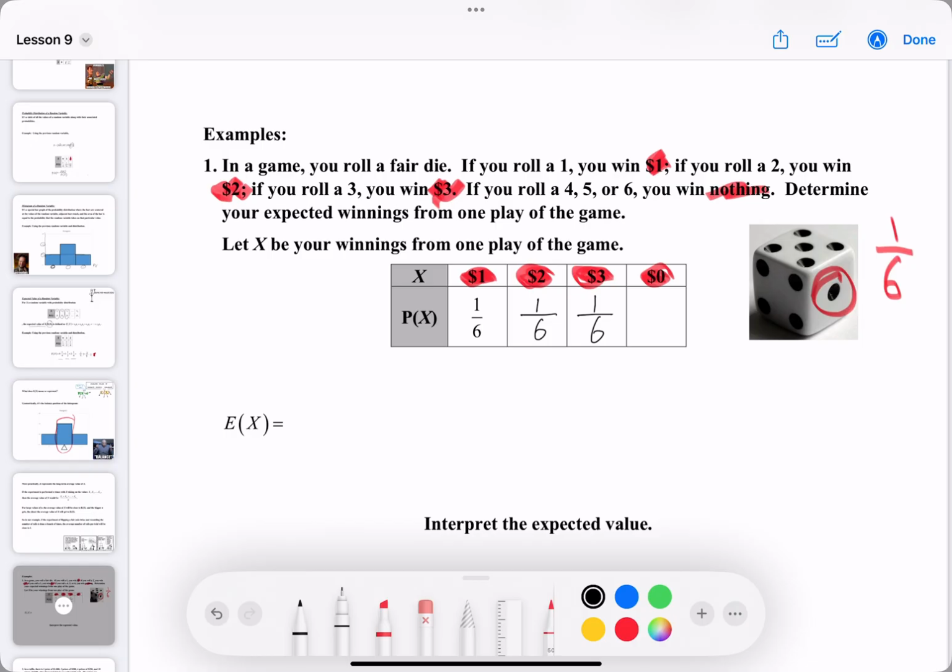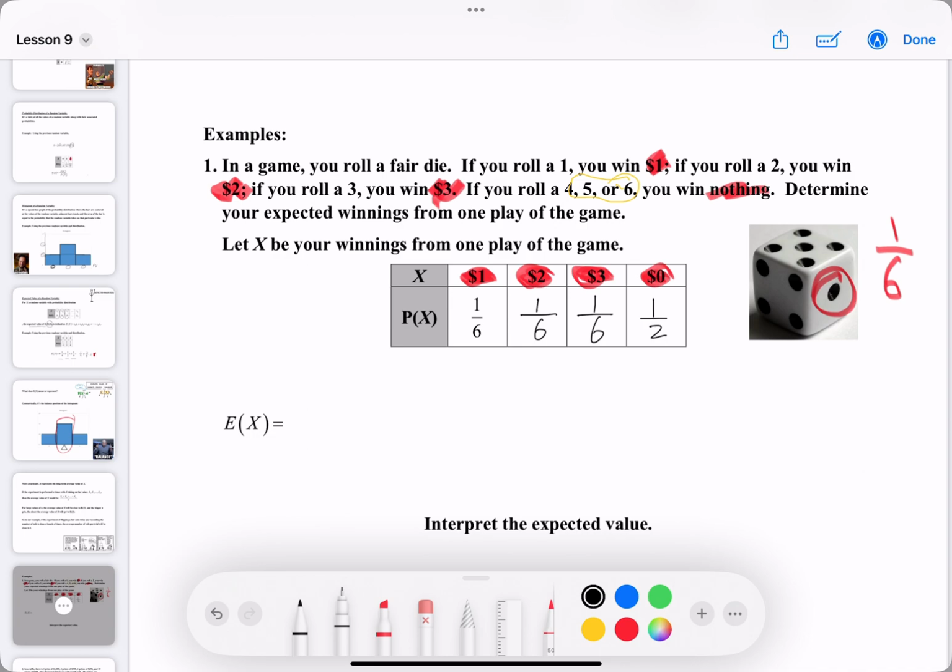How about 0? If you roll a 4, 5, or 6, that means we have 3 out of 6, which is 1/2. We can make it simple: 1/2 probability. If you roll a 4, 5, or 6, that means you win nothing.